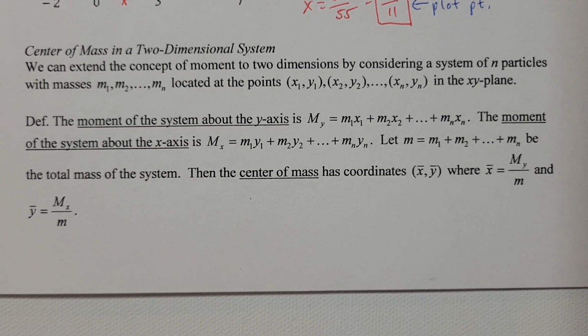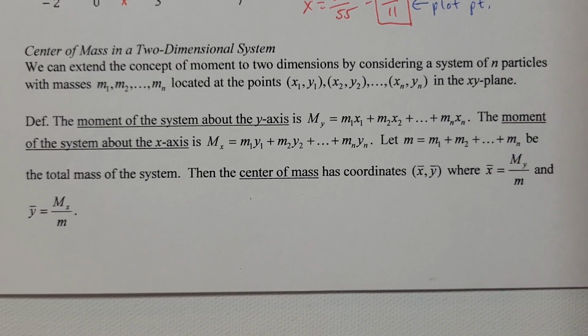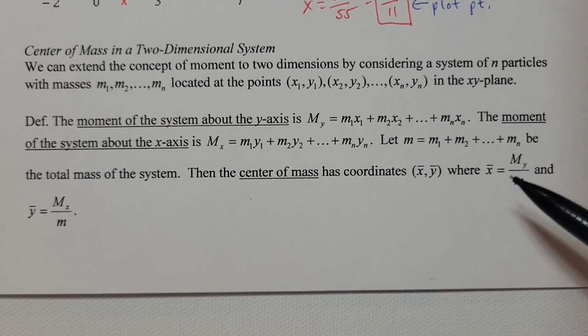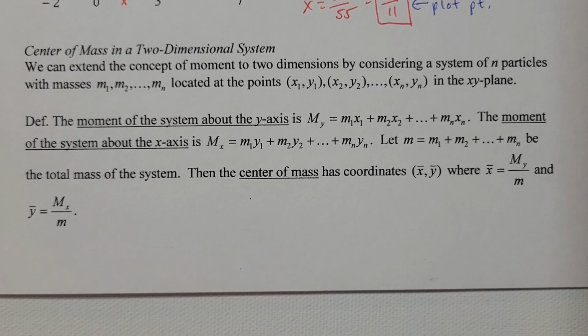Then the center of mass has coordinates x bar, y bar. That's going to be the point that would balance all these points, if I were to put them all on a scale. x bar is where I take the moment of the system about the y-axis divided by the total mass. And y bar is where I take the moment of the system about the x-axis divided by the total mass. Okay. Now, sometimes I see students will have these mixed up. Like they see y bar, here's y, and x bar goes with x. Don't do that. Don't do that. Okay, that will give you a wrong answer.